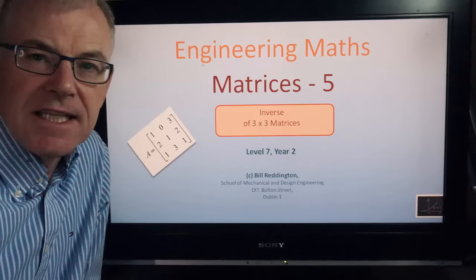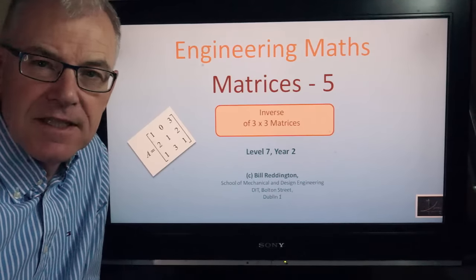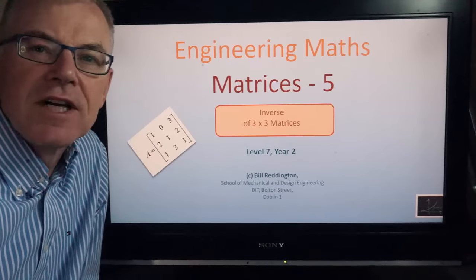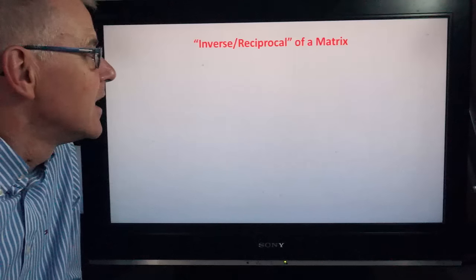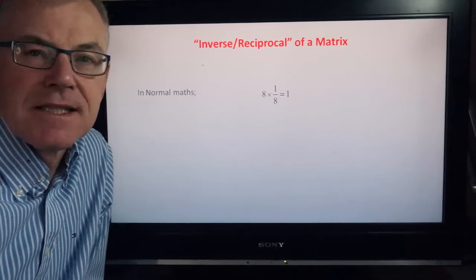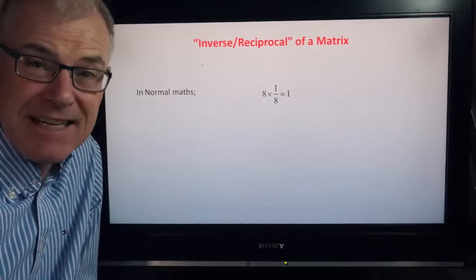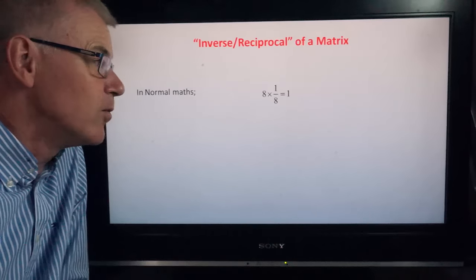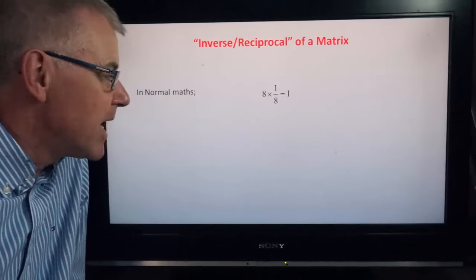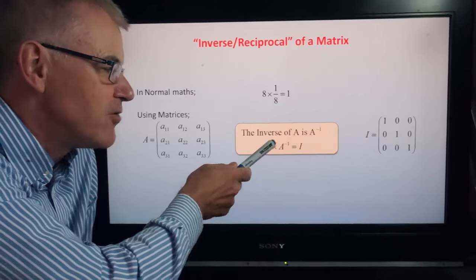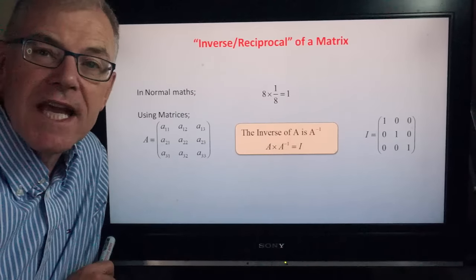Previously we looked at getting the inverse of a 2 by 2 matrix. Now in this section we look at getting the inverse of a 3 by 3 matrix. Now in normal maths, if you multiply any number by its inverse or its reciprocal, we get 1. So for example, 8 multiplied by 1 over 8 is 1. In matrices, if we multiply the matrix A by its inverse, we get the unit matrix.